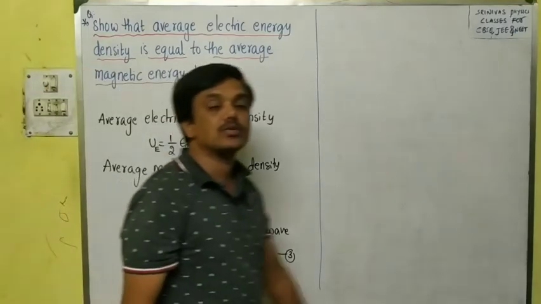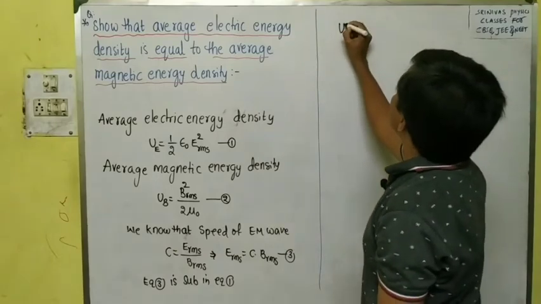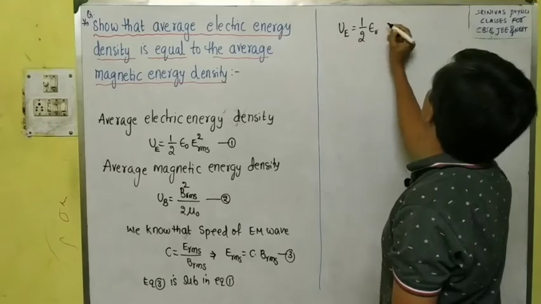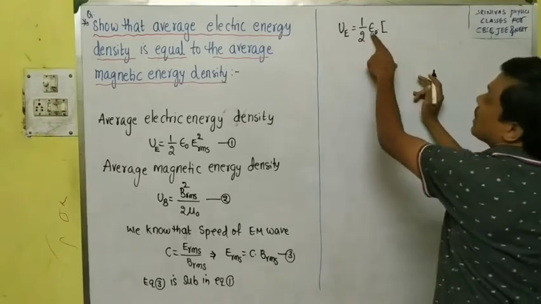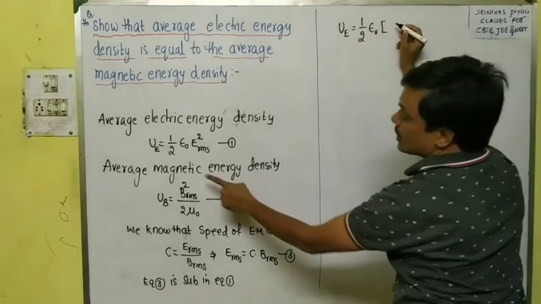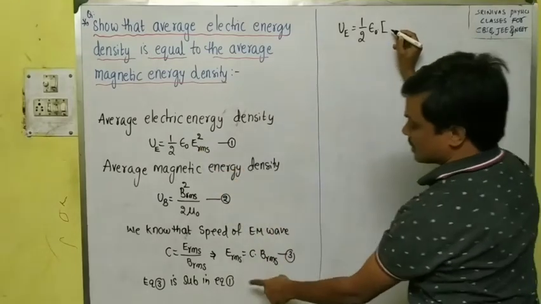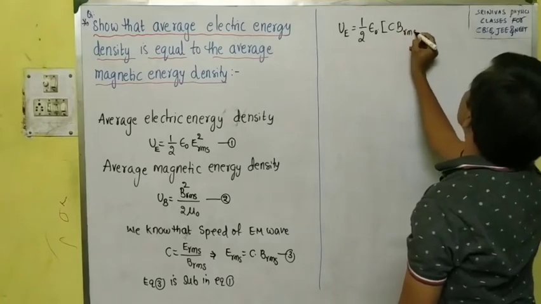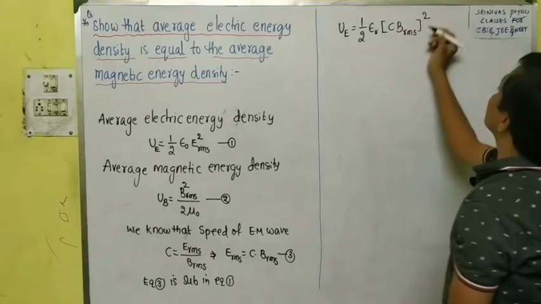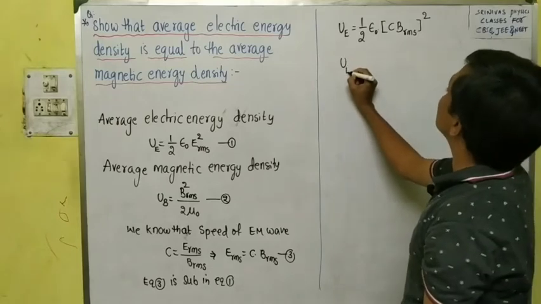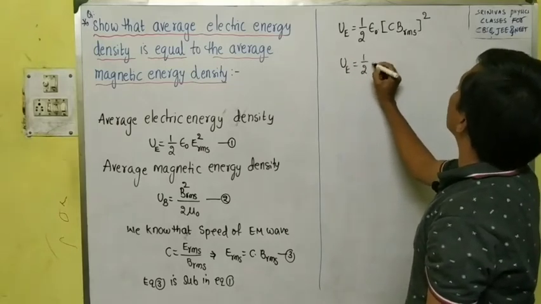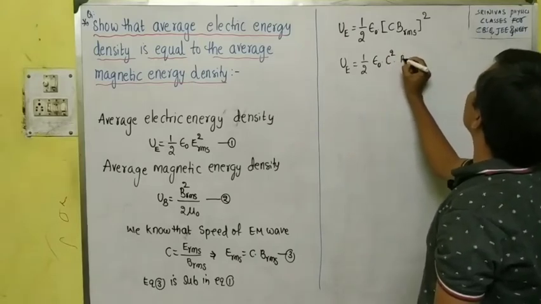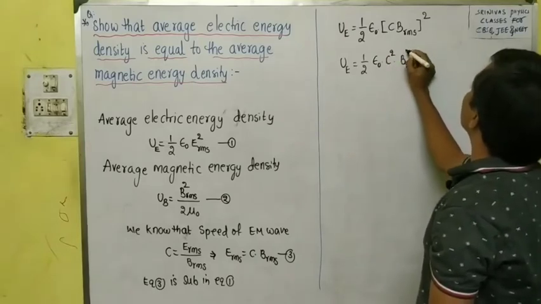Okay, equation 1 is what? Electric energy density, right? That is U_E is equal to half epsilon naught into E_RMS square. This is epsilon naught. E_RMS we write as C into B_RMS, whole square. This we have to simplify. That is U_E is equal to half epsilon naught into C square into B_RMS square, right?